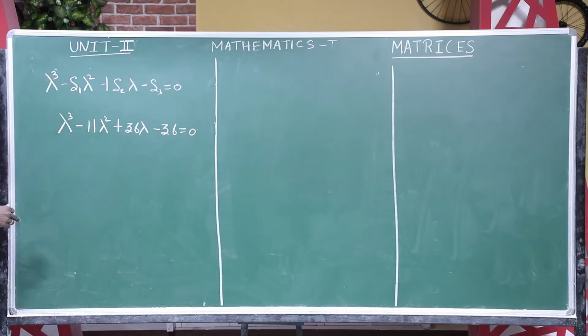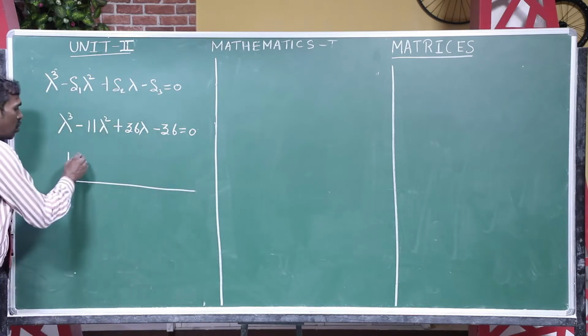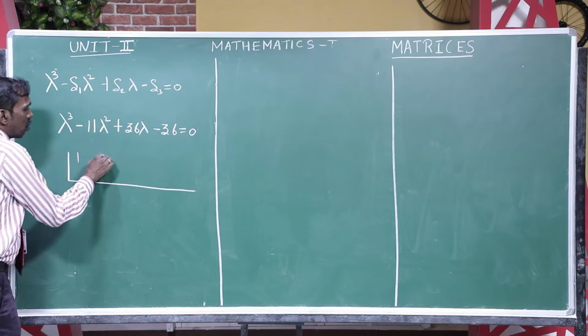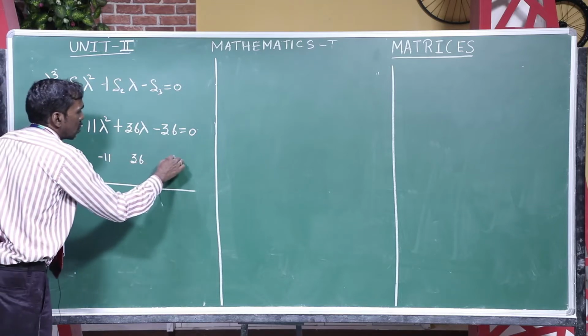From the lambda cube we have three eigenvalues. How can we find them? By using synthetic division. What is the coefficient here? 1. What about the coefficient here? Minus 11. Here 36. Here minus 36.